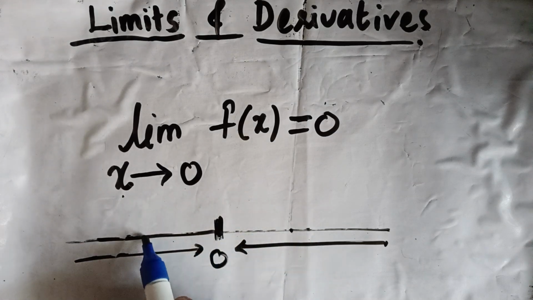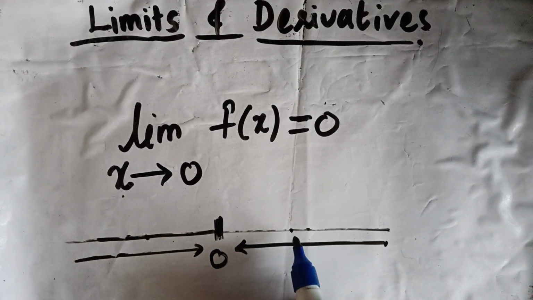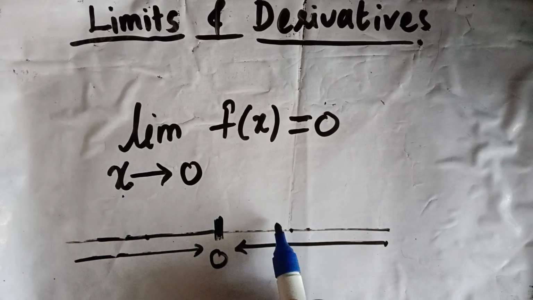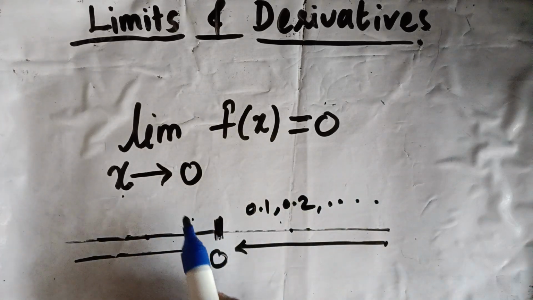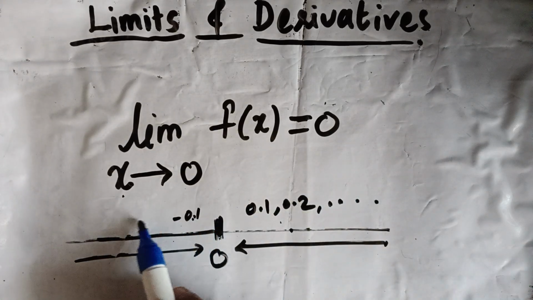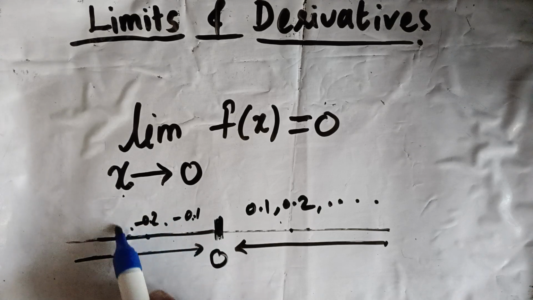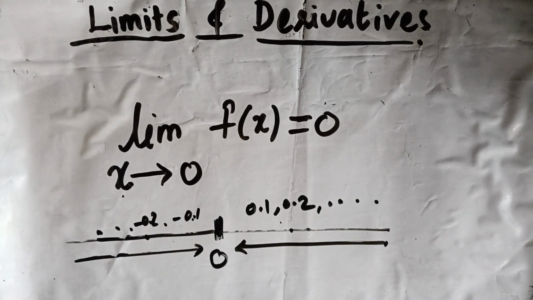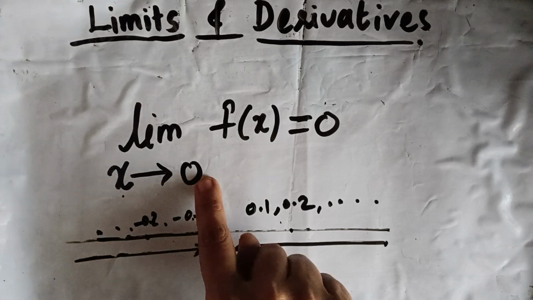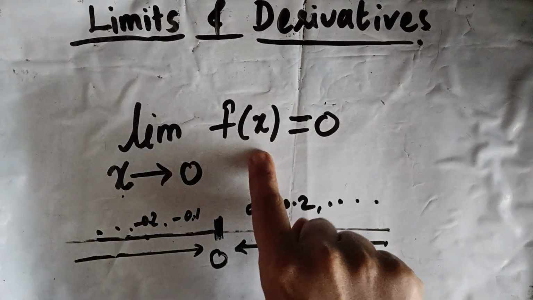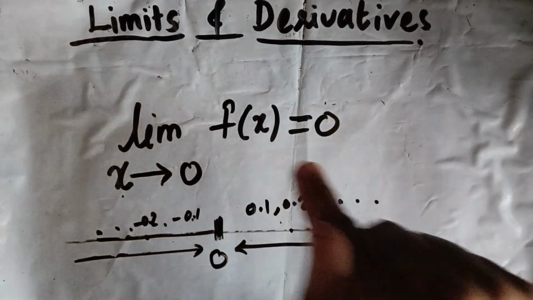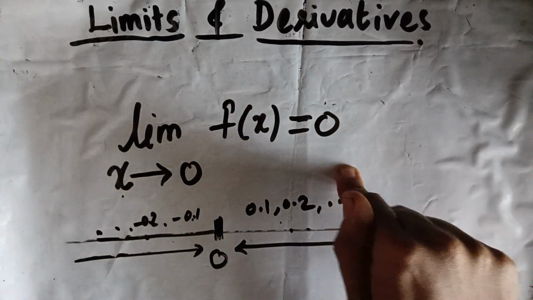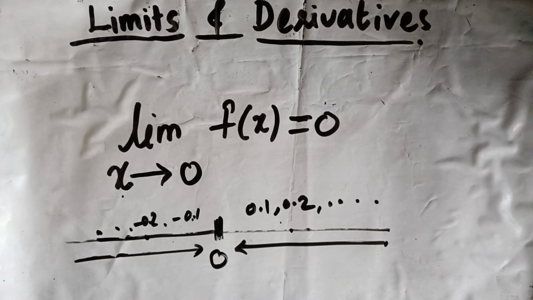This is 1. This is minus 1. So this will be negative and this will be positive: 0.1, 0.2 and so on. For here it will be minus 0.1, minus 0.2 and so on. So we are approaching 0 such that this f(x) becomes equal to 0. That is, the value of f(x) becomes equal to 0. This is called limit.